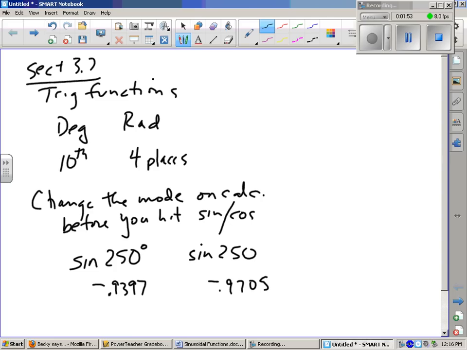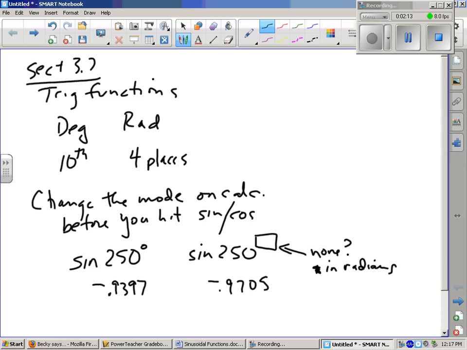The way you can tell if it's in radians is if there's no degree symbol up here. So if there's none, then you're in radians. All right, so that's the biggest thing. Make sure you're in the correct mode.